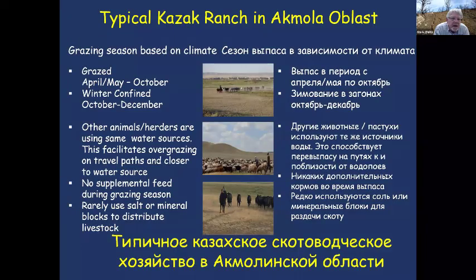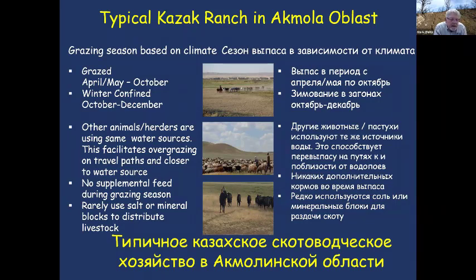So the typical Kazakh ranch in Akmol Oblast. What we have found to date is it's typically grazed from April or May, depending upon the weather, and then may end in October. Then there's winter confinement from October to December. Typically, we have seen that herders are used to move the livestock around. We did not see a lot of areas that were fenced in paddocks where the cows were turned out by themselves and then collected later.